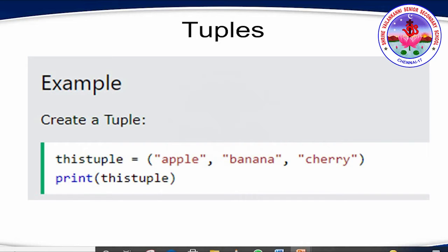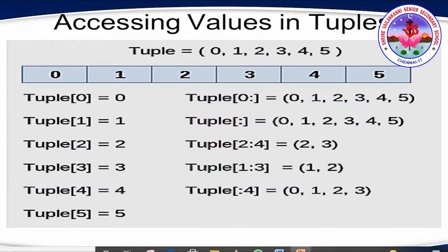This tuple is equal to apple, banana, cherry within brackets. So print this tuple. Accessing values in tuples. Let's take a tuple variable which is equal to 0, 1, 2, 3, 4, 5. Here the indexing is done with 0, 1, 2, 3, 4, 5, where the lower bound is 0 and the upper bound is 5. That's the length. Length will be 5 plus 1, that is 6. So tuple of 0 is equal to 0, tuple of 1 is equal to 1, tuple of 2 is equal to 2. It goes on till tuple of 5 is equal to 5.